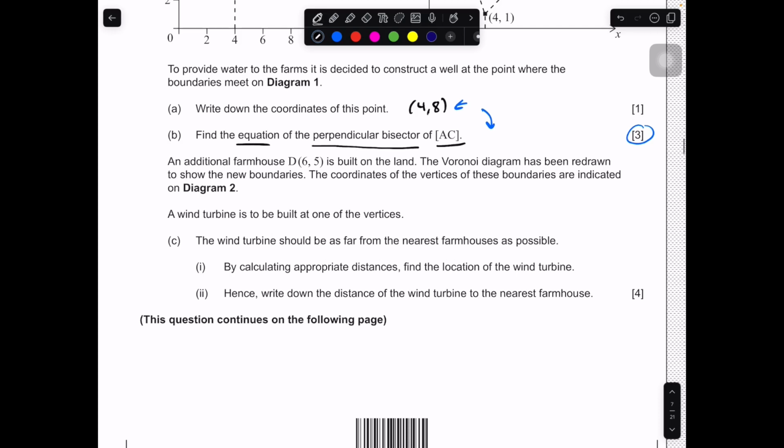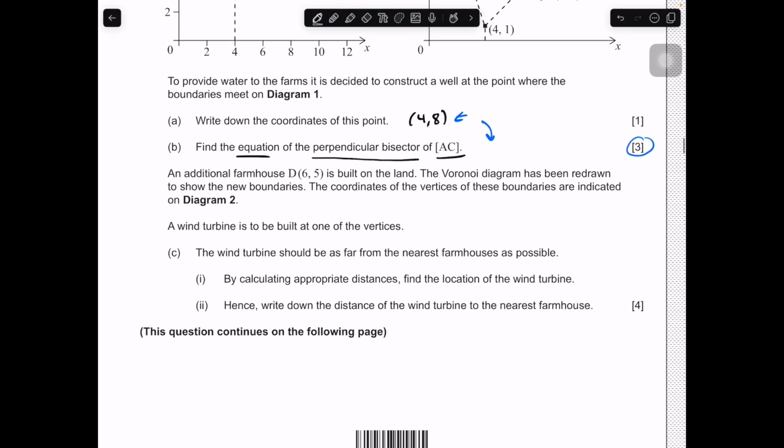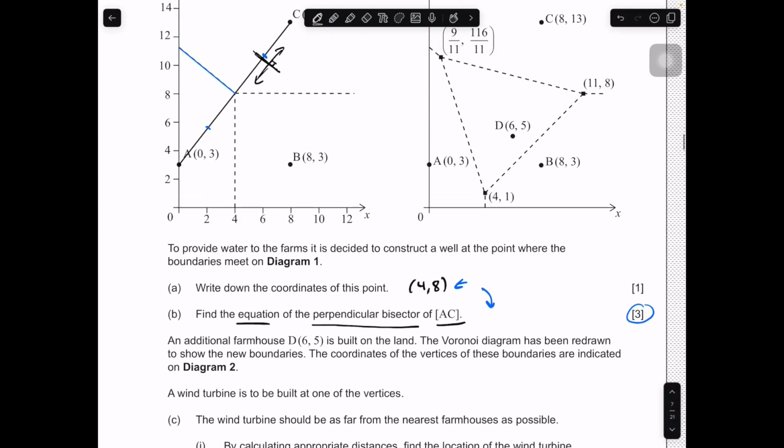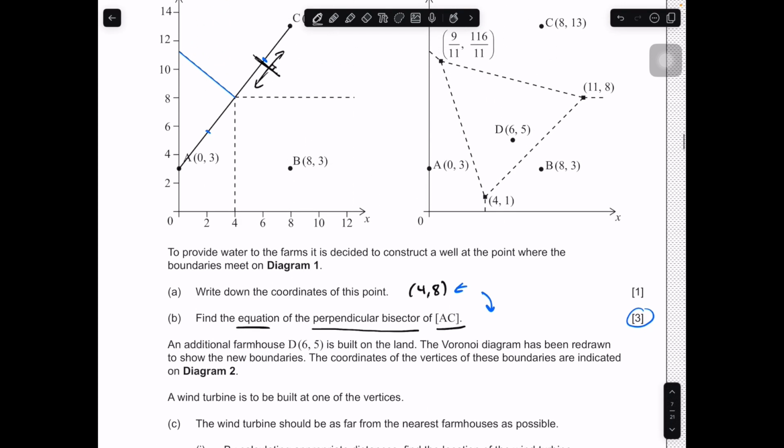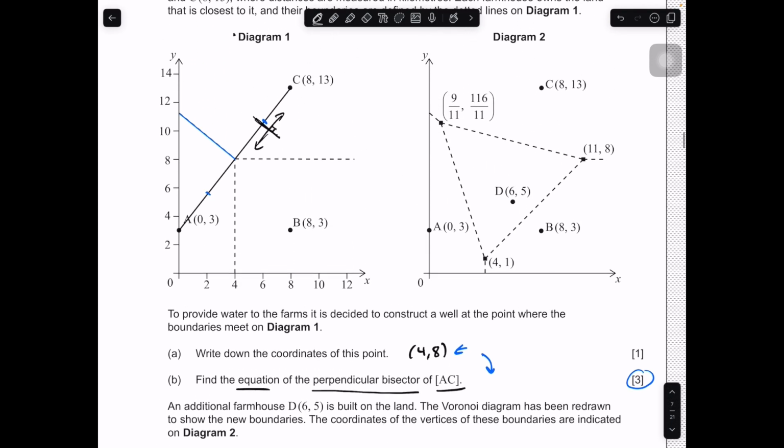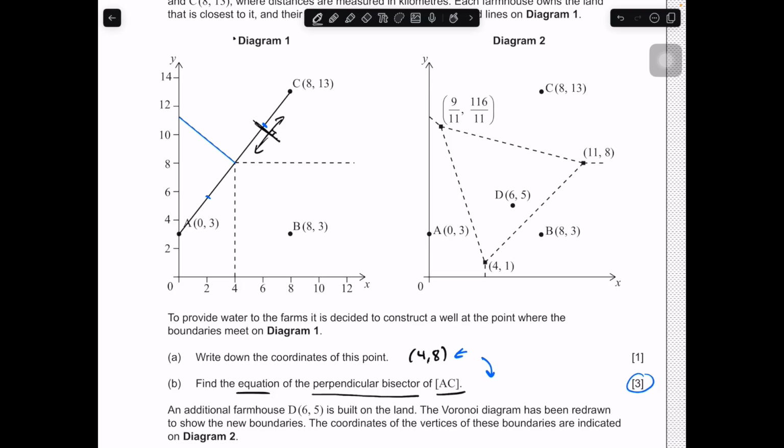Okay, quite a fair bit of work for a 3-mark question, but there it is. Perpendicular bisector of AC. Alright, let's go on. An additional farmhouse D, 6.5, so now we're in diagram 2.